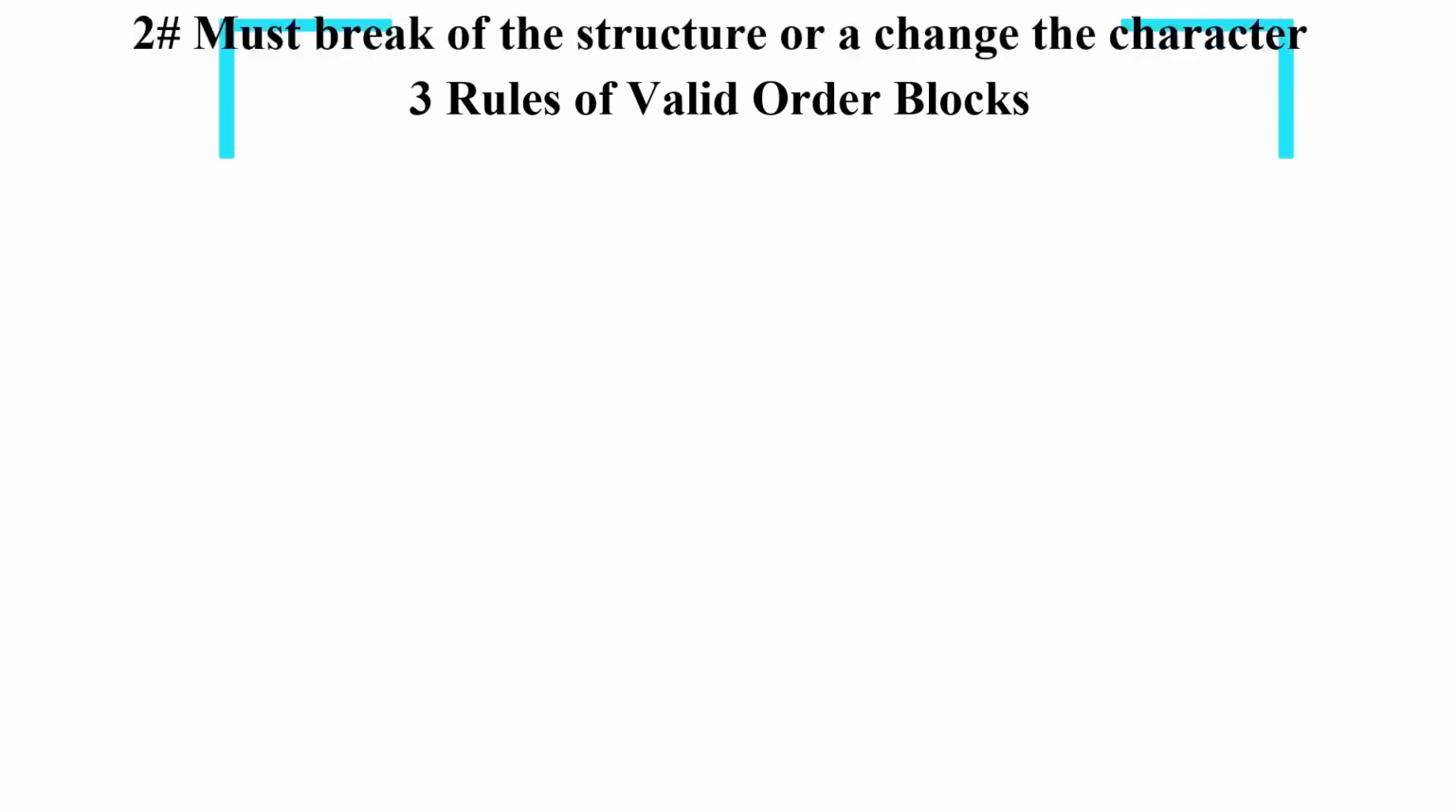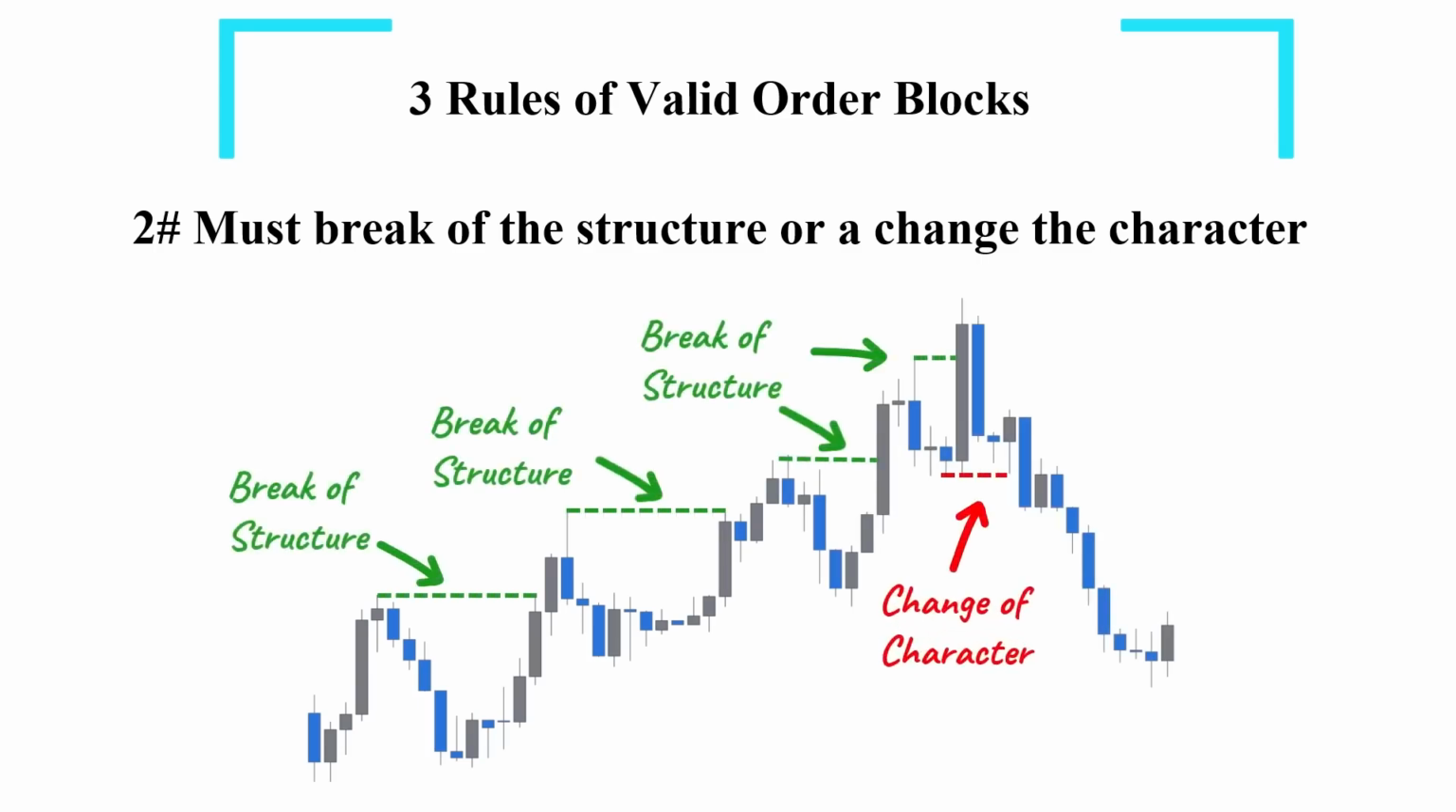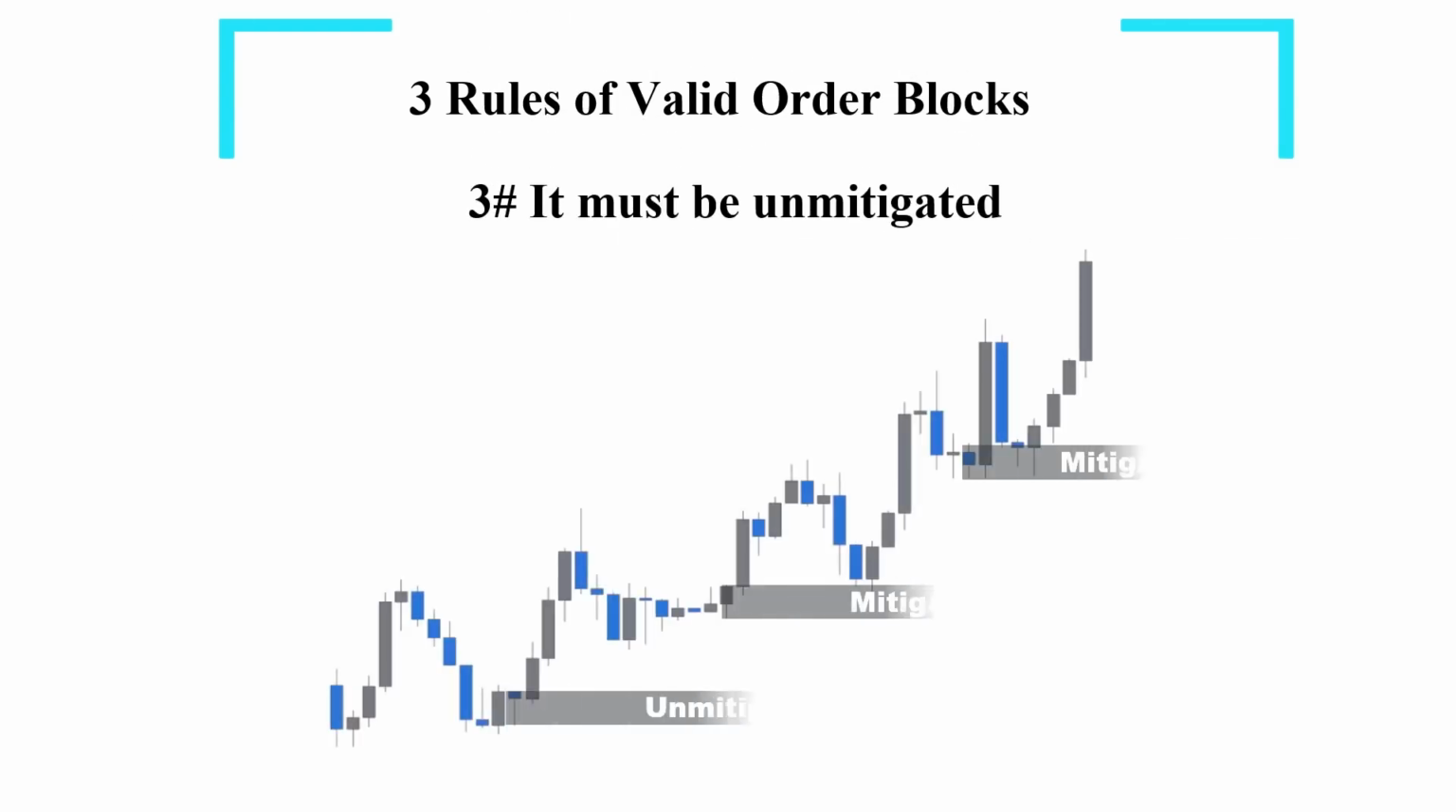Second, it must lead to a break of the structure or a change of character. A break of structure, or change of character, is the first clue that the market is telling us whether it intends to continue in the same direction or reverse. Third, it must be unmitigated. Order blocks are one-time use, so we only look for trading opportunities when the first-time price taps into an order block.